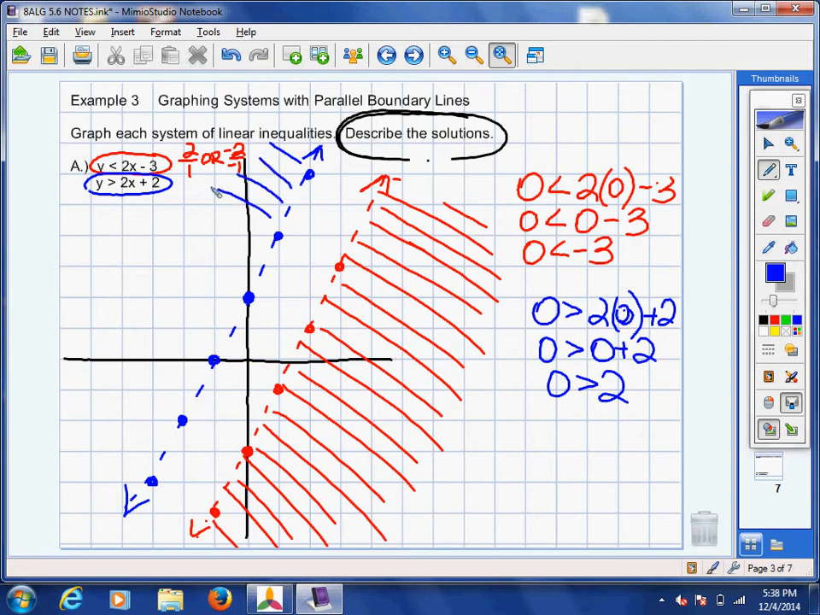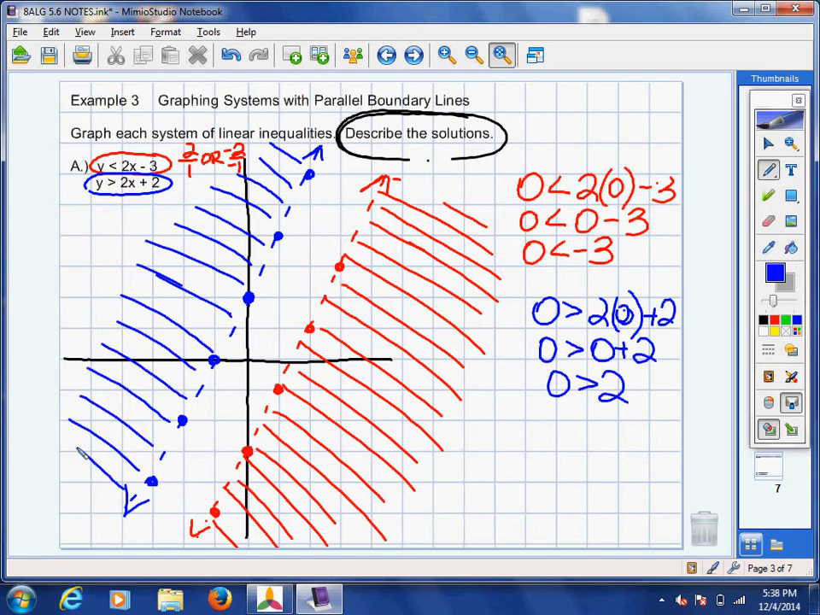So get that looking really good. I love it when it's color coded. It just pops. It stands out so good. Now, we've graphed. We did the first part of it. We graphed the system. But now they want us to describe the solution. I'm going to switch back to black. They want us to describe the solution.